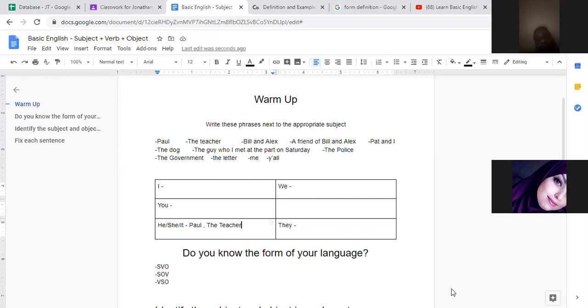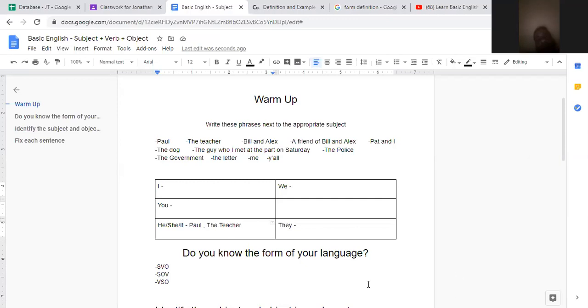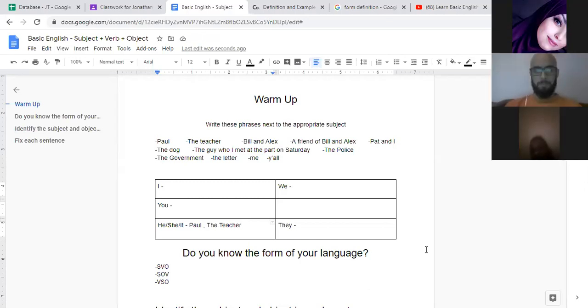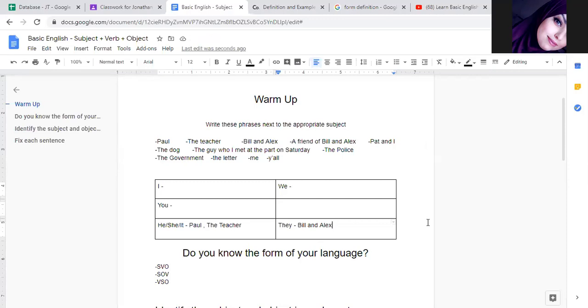Bill and Alex. What subject? Where should this go? Bill and Alex. Mohammed, can you tell me? Yes, of course. The subject, they. They, right? Bill and Alex, two people. They. Very good. Let's keep going.